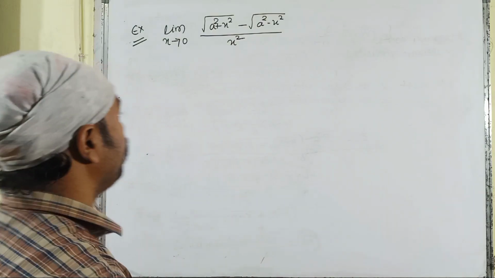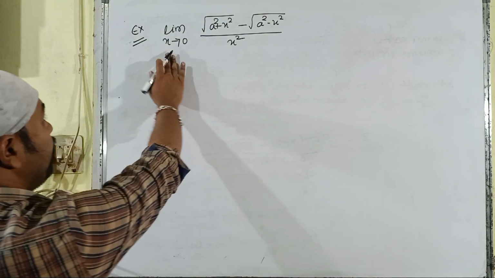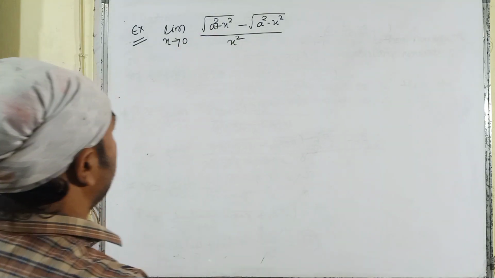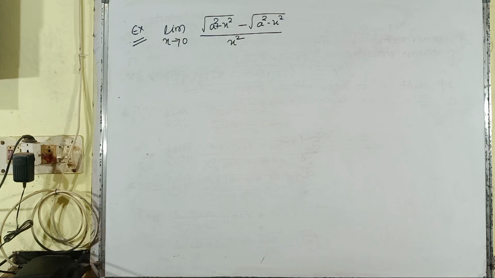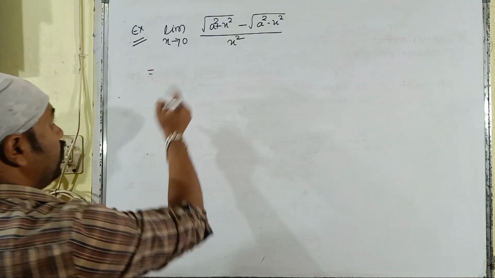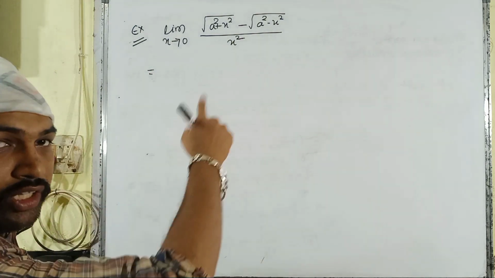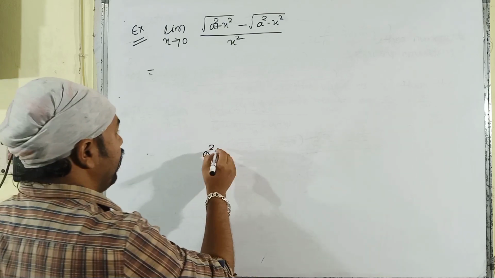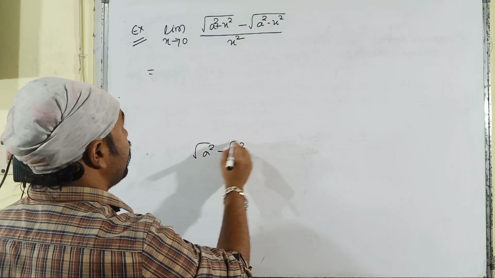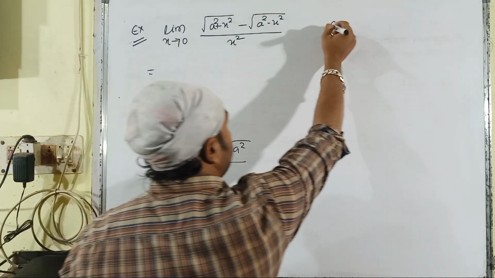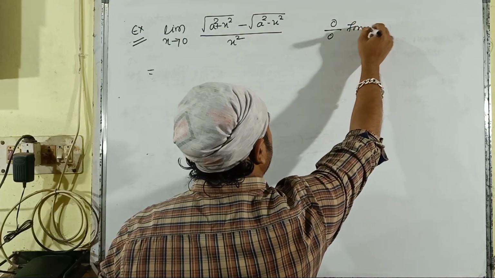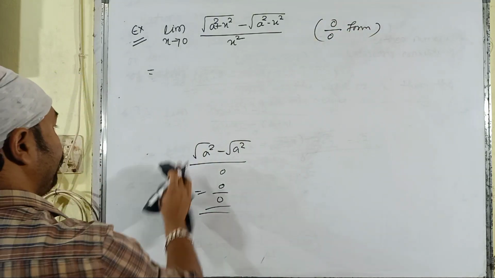Then coming to the third problem, it is given that limit x tends to 0 of square root of a square plus x square minus square root of a square minus x square, divided by x square. Let us put the value x is equal to 0 in the given function. A square minus a square divided by 0, that means again it is 0 by 0 form, that is the indeterminate form.